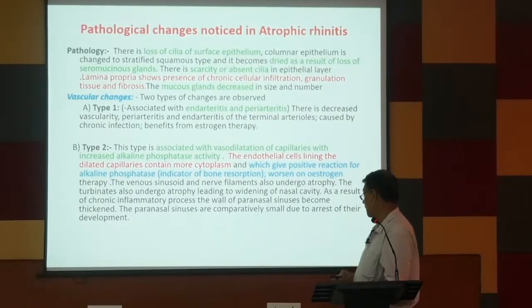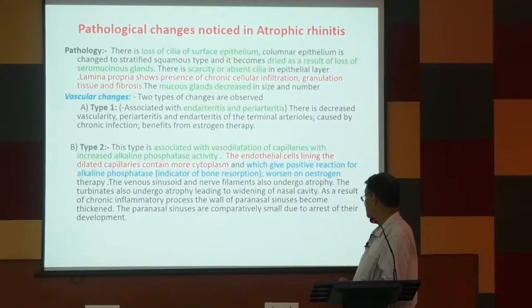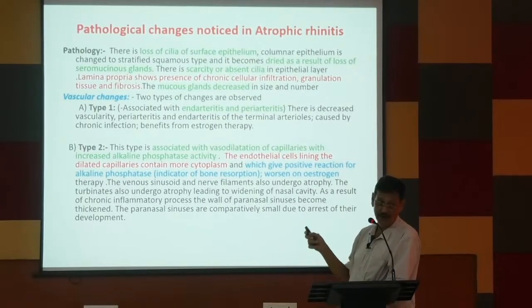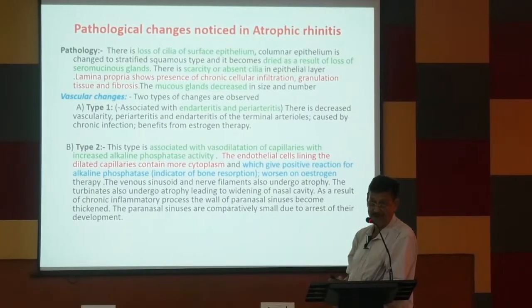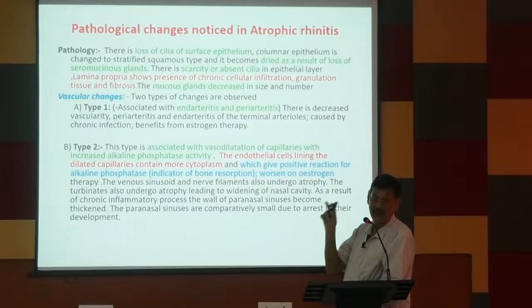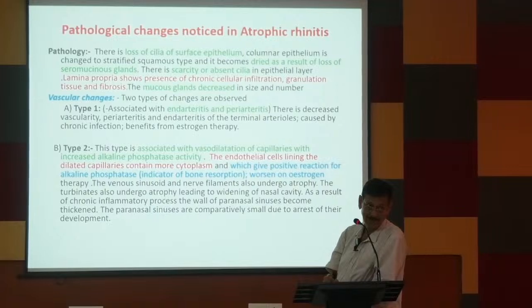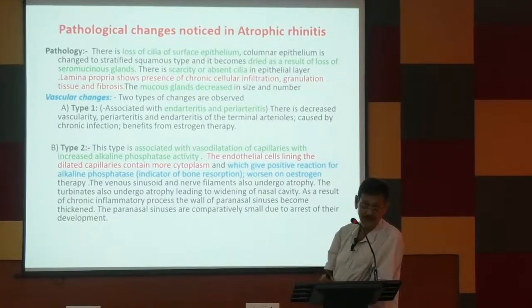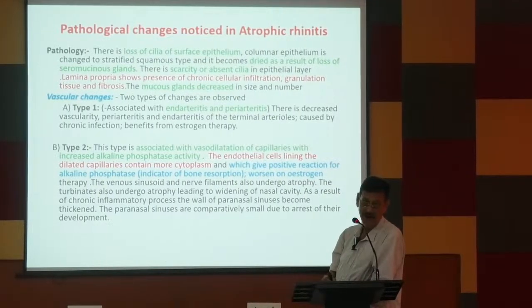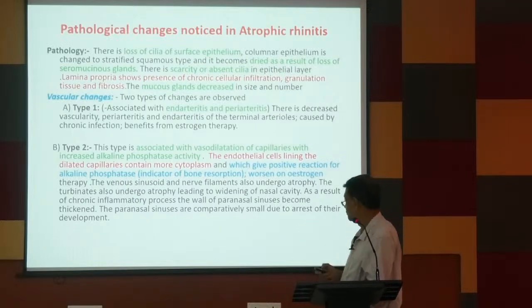Then type 2. Here it is associated with vasodilatation. In type 1 there is endarteritis, periarteritis and obliterans, but here there is dilatation. So estrogen therapy will be harmful for that patient. Using estrogen therapy at random, as was done earlier, lost its impetus, because until we can detect which type it is by pathology, we cannot go for that. So it is not available in the market also.